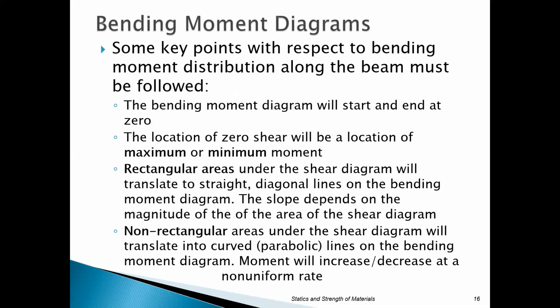That slope depends on the magnitude of the area, so as the area gets bigger, the slope will get steeper, basically. For non-rectangular areas, such as trapezoids or triangles, those areas translate into parabolic curves. They're curved lines. And that's the hardest thing. You need to decide whether that parabola is increasing or decreasing.